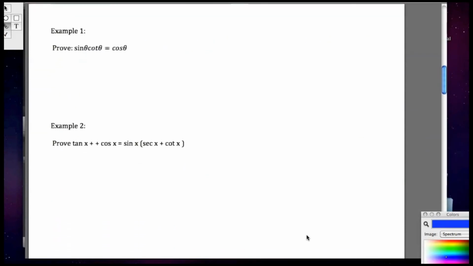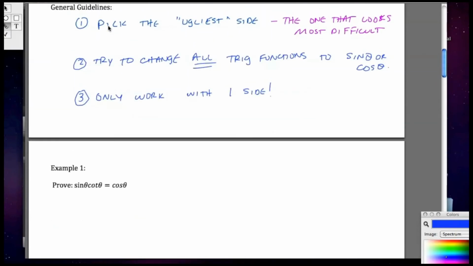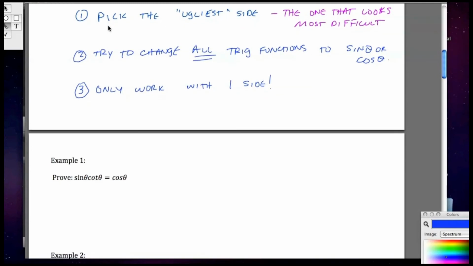Okay, so those are our general guidelines. Let's look at a couple of examples. I have 2 here, and that'll be the first part of this. So when I'm looking at this, and I'm exploring my general guidelines, maybe I'll leave those up at the top here. For example 1, I want to pick the ugliest side. This is a cosine. It's pretty simple, so this is going to be the side that I'm going to go with. Okay? So I know I'm going to be working with just this side, so I can bring the cosine theta down. And my goal is to try to make it look like cosine theta on this other side.